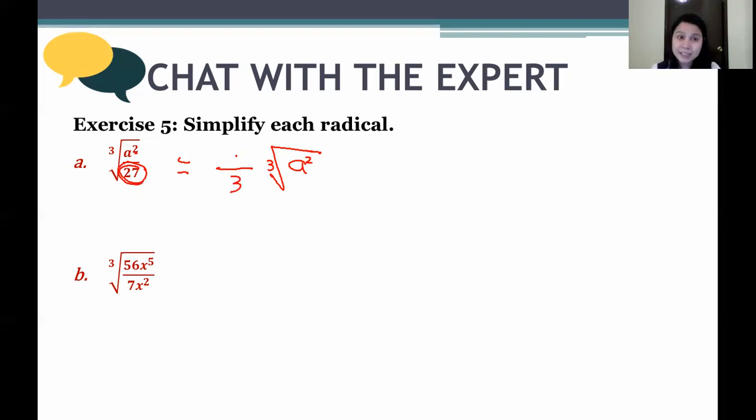Ma'am, we said earlier, 1 goes on top. Or we can write it this way, or another is cube root of a squared over 3. Only the 3 came out. That's the answer.